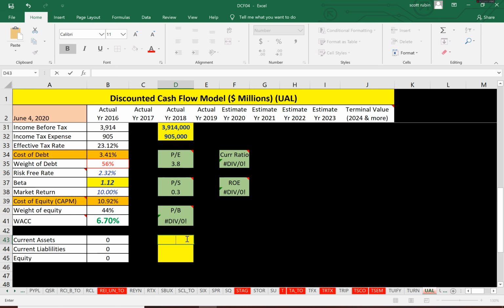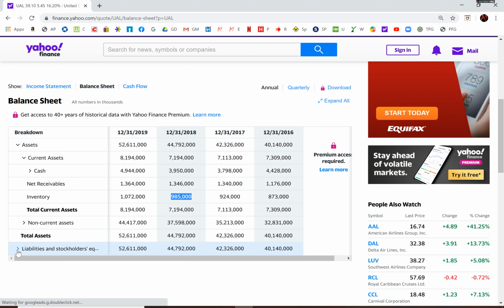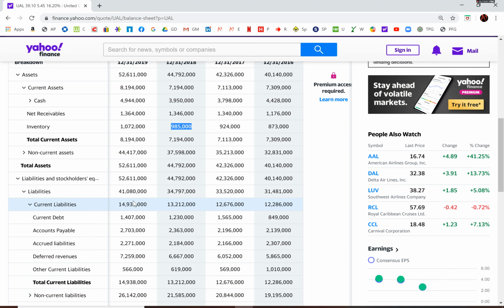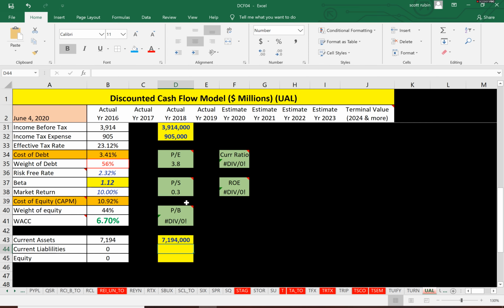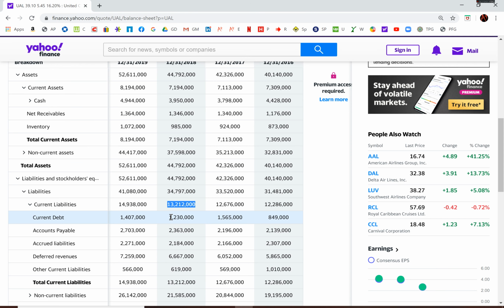But anyways, current assets $7.2 billion, and current liabilities is liabilities that UAL owes within 12 months. So they have to pay these dollar amounts back within 12 months. Current debt on the bondholders, and accounts payable is what they owe their vendors and suppliers. And then there's other liabilities. Deferred revenue is probably the best one.